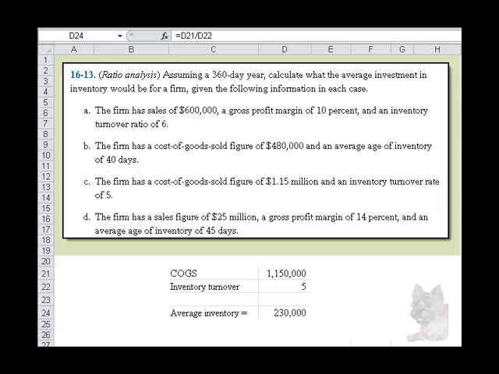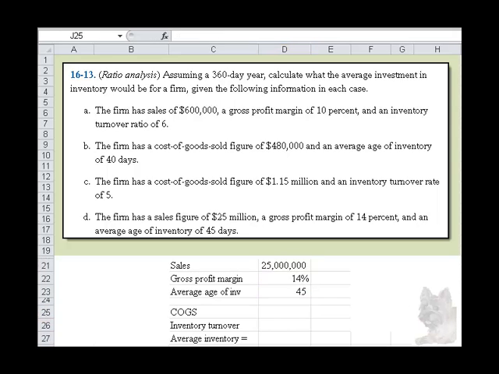The firm has a cost of goods sold of $1.15 million. I've put that in here. Let me hit escape here. There's our $1.15 million. Inventory turnover of 5. Again, to calculate average inventory, just take the value of the cost of goods sold, that's in cell D21, divided by inventory turnover, and we have average inventory. Finally, we look at Part D.